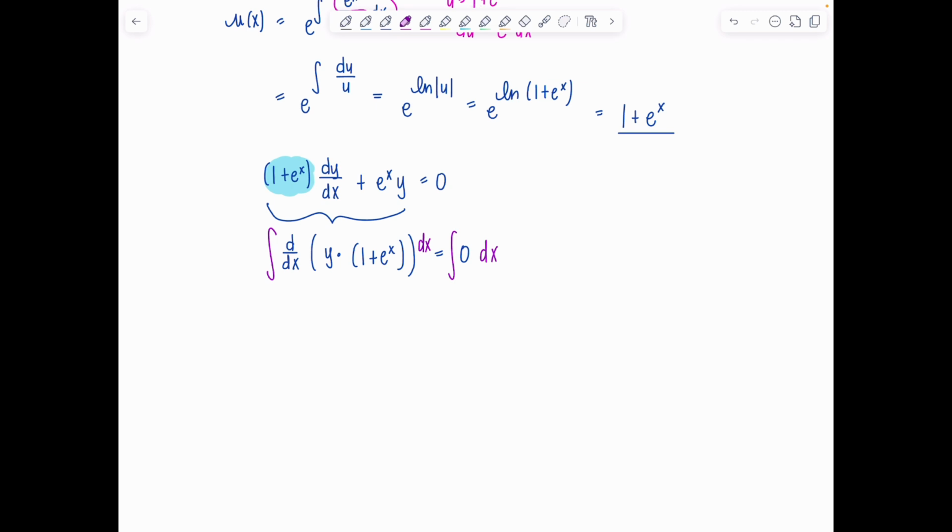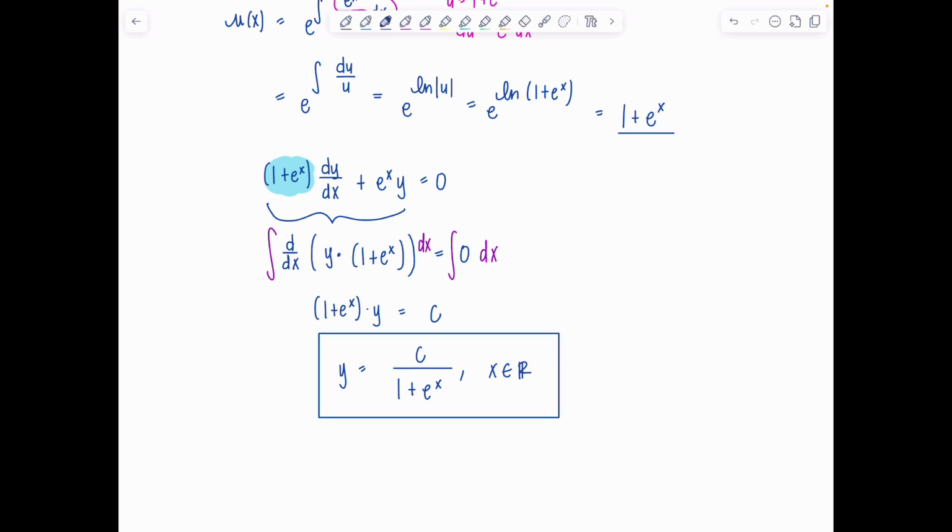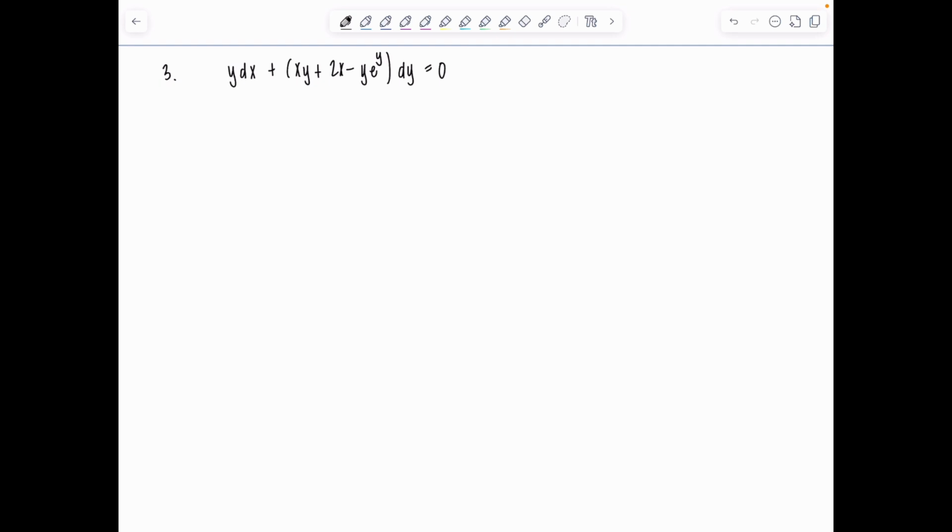And now we have here on the left-hand side, just 1 plus e to the x times y equals some constant, right? Antiderivative of 0. And then get y by itself. So you have c over 1 plus e to the x. And then x can be any real number. Or you could write the interval from negative infinity to infinity. Whatever your heart desires, please do it. Okay? Actually, no. Do what your instructor wants if they have a preference. I retract that.